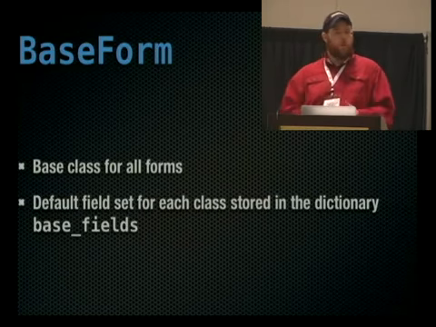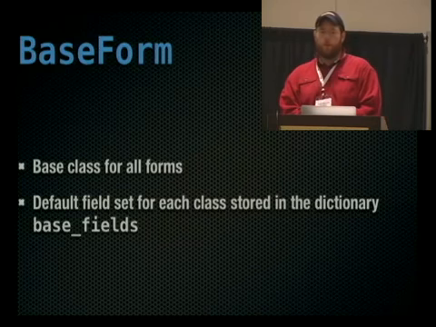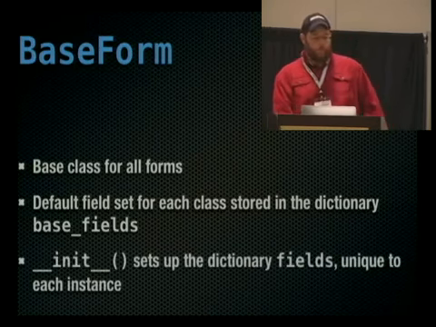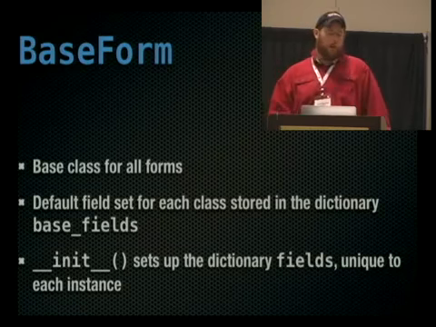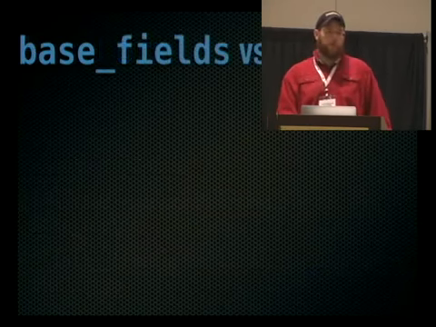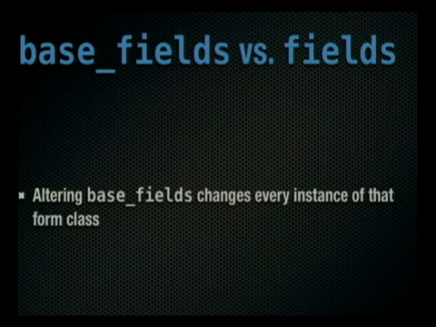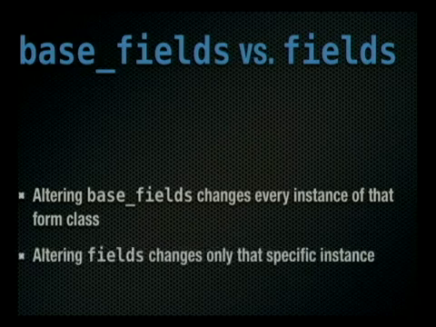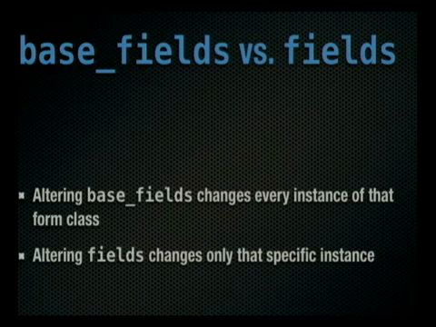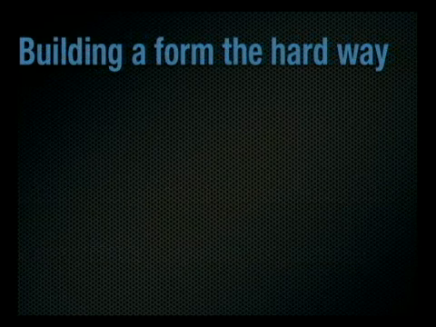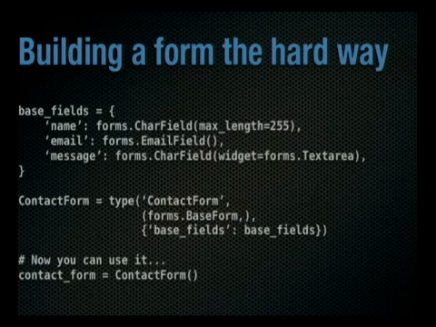Basically, base form makes sure that all of the fields you defined on the form end up in a dictionary called base fields. Then when you instantiate one, it sets up a dictionary called fields, which is unique to the instance. Why do we have two of these? There's a good reason. If you reach into a class and change base fields, you are changing what the fields will look like on every instance of that class that gets created after that point. If you reach into an instance and change fields, you're changing only what's on that specific instance. Sometimes each of these is a useful thing to do. That's why they're separate, and that's why there's two different things to tinker with. If you know about this, you can actually build a form the hard way.